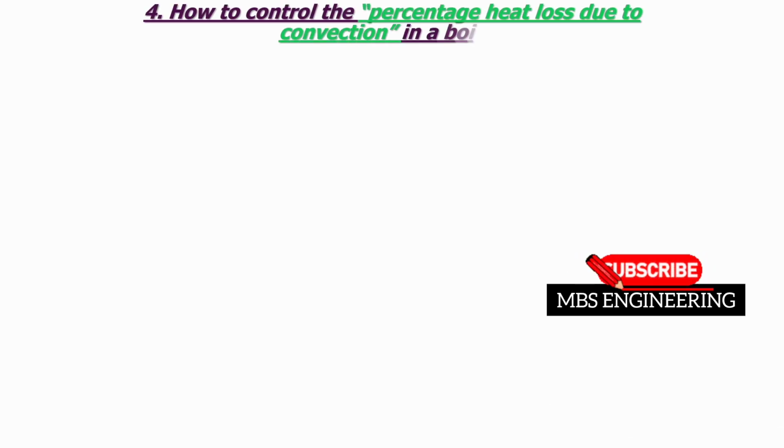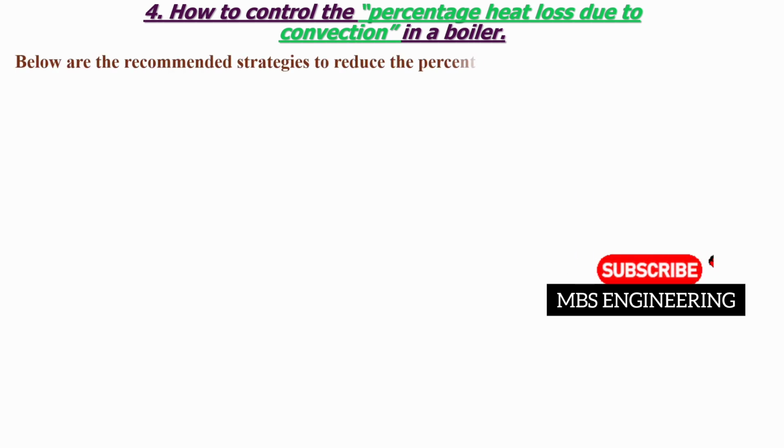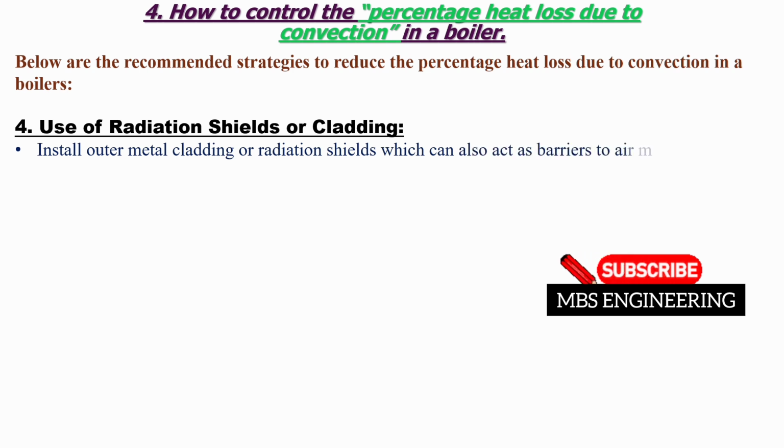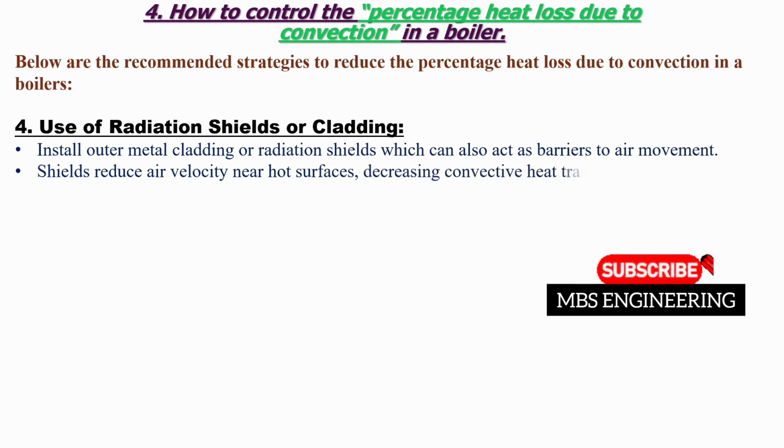Next, we will learn and understand how to reduce the heat loss due to convection in a boiler. Below are the recommended strategies to reduce the percentage heat loss due to convection in boilers. The fourth recommendation to reduce the heat loss is the use of radiation shields or cladding. Install outer metal cladding or radiation shields, which can also act as barriers to air movement. Shields reduce air velocity near hot surfaces, decreasing convective heat transfer.